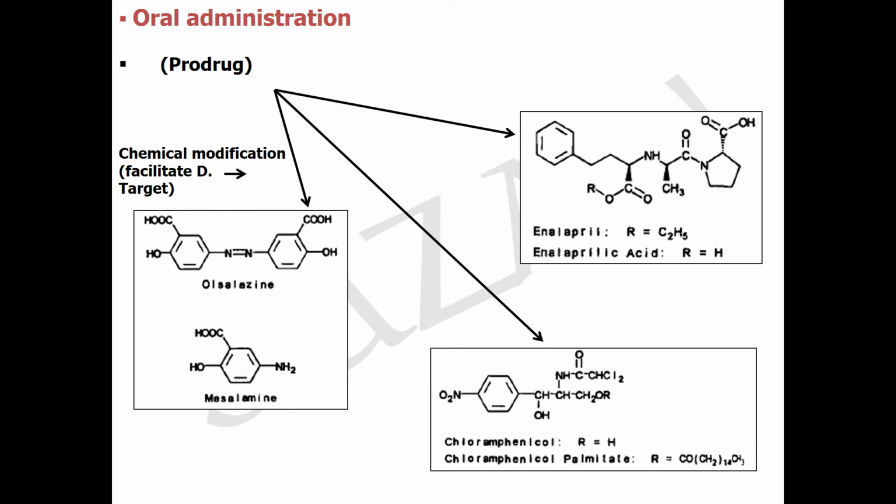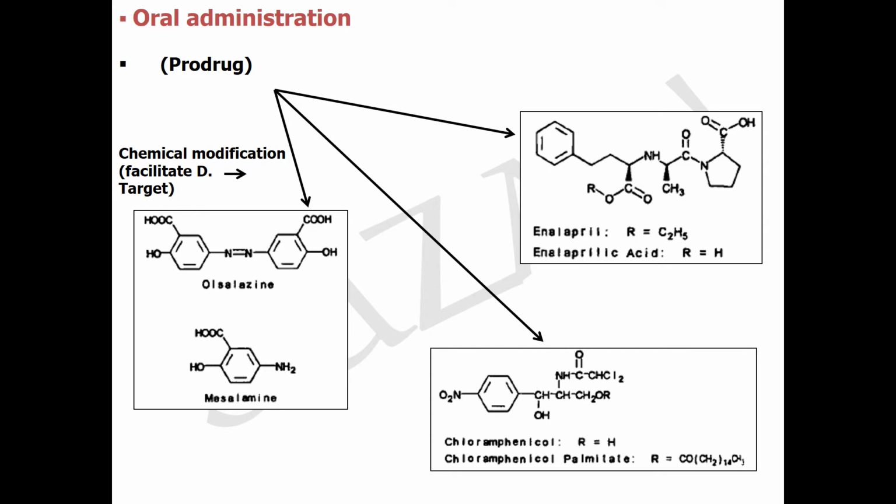Sometimes we do chemical modification on certain drug in order to have some benefits. So here I have the term Prodrug. What do we mean by Prodrug? Prodrug is pharmacologically inactive compound which is converted inside the body to the active drug by metabolic biotransformation, and this biotransformation can be either enzymatic or non-enzymatic.